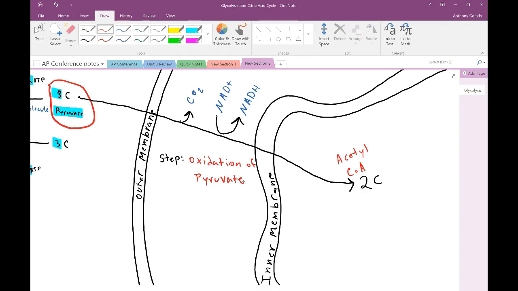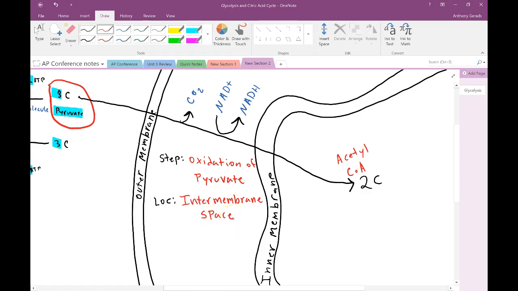Okay? Location. Do we know a prefix that means between? You were on the right track. Inter. Okay? This is known as the intermembrane space.